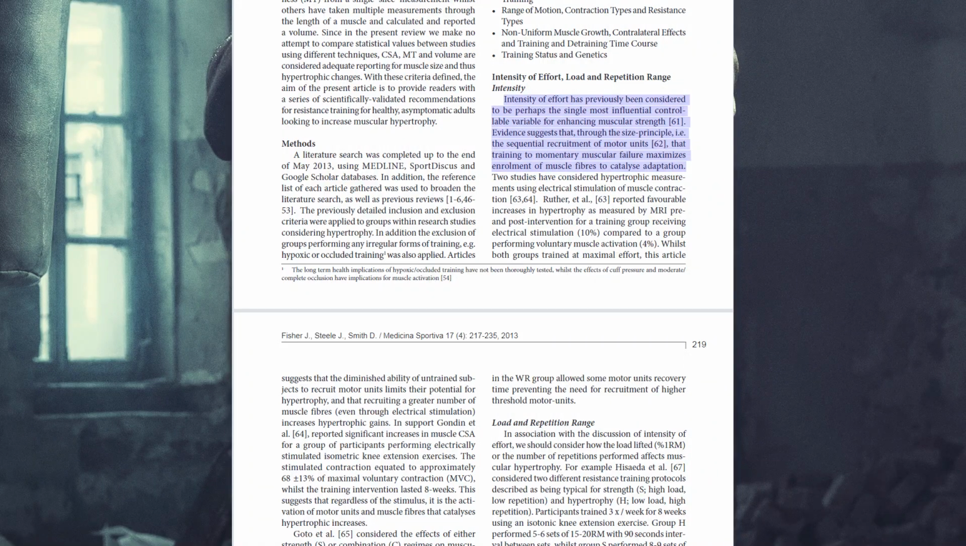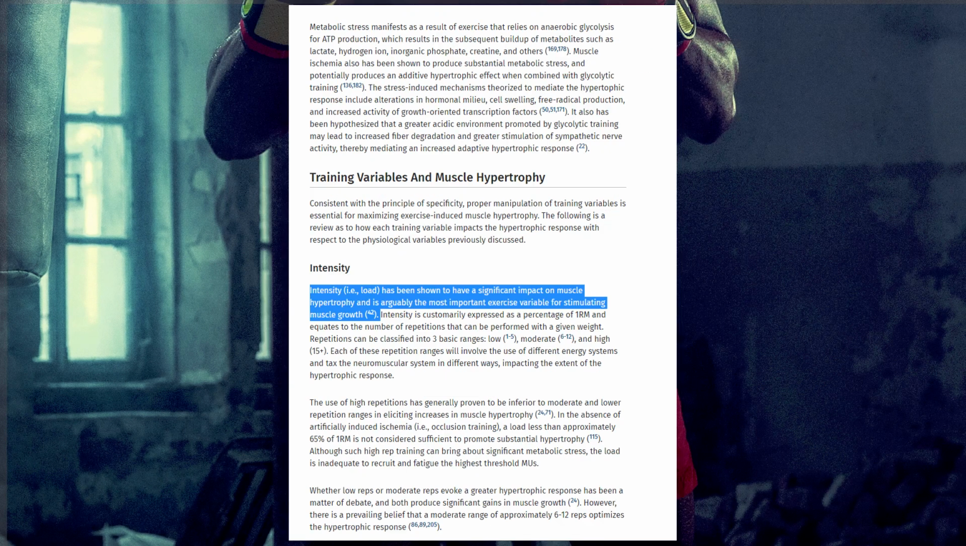In the first research, we can see the emphasis that the author puts on intensity, saying that intensity of effort has previously been considered to be perhaps the single most influential controllable variable for enhancing muscular strength. Further on, he says that training to momentary muscular failure maximizes enrollment of muscle fibers to catalyze adaptation, and eventually this is going to lead to maximized hypertrophy, or in other words, muscle building.